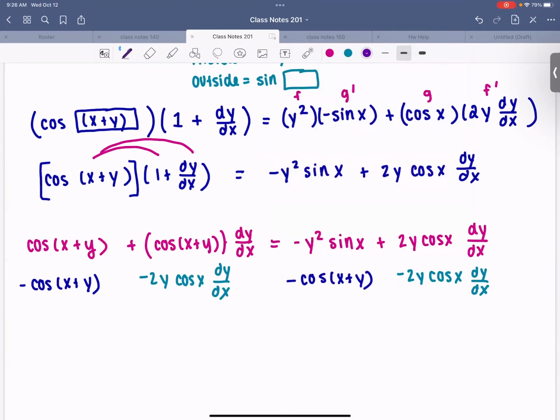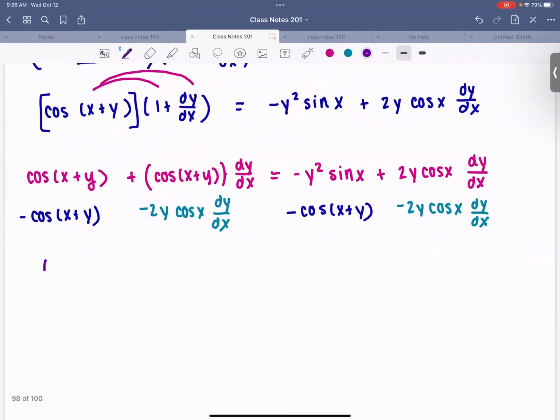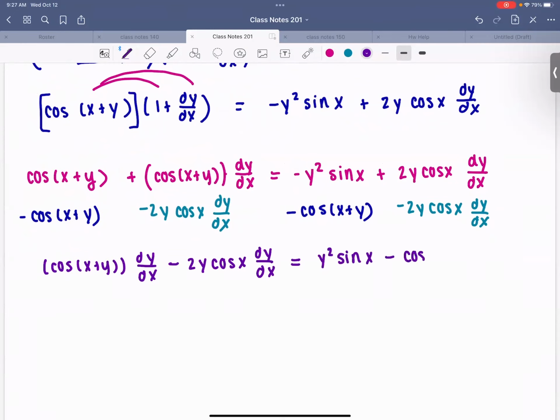And let me change colors here. Okay. On the left, it looks like we have cosine x plus y dy dx minus 2y cosine x dy dx. On the right-hand side, we have a y squared sine x minus cosine x plus y. Okay.